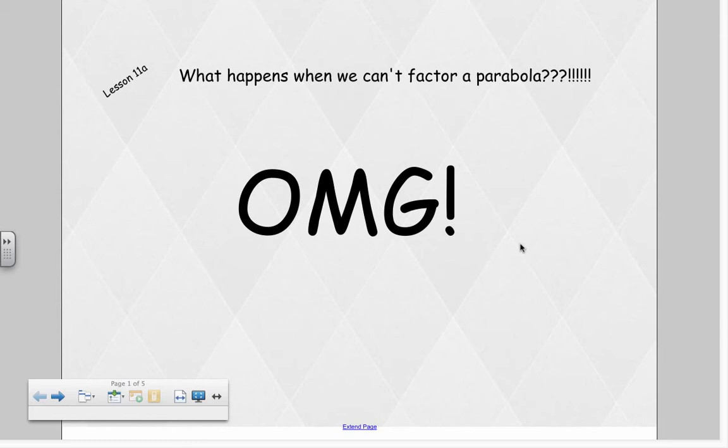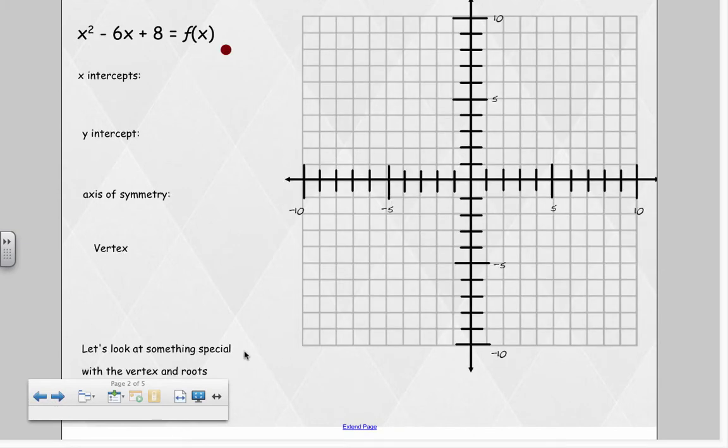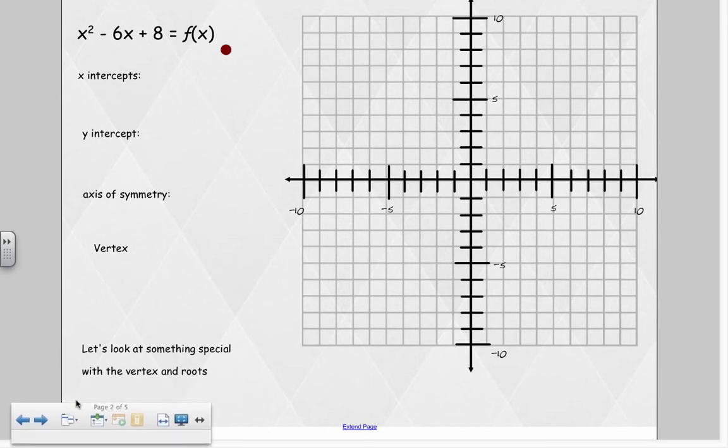OMG, you must be saying, oh no, when is this going to end? But this is actually kind of cool. So let's start looking at it. All right, so we have a parabola here, and I'm going to start you off on one that actually does factor.